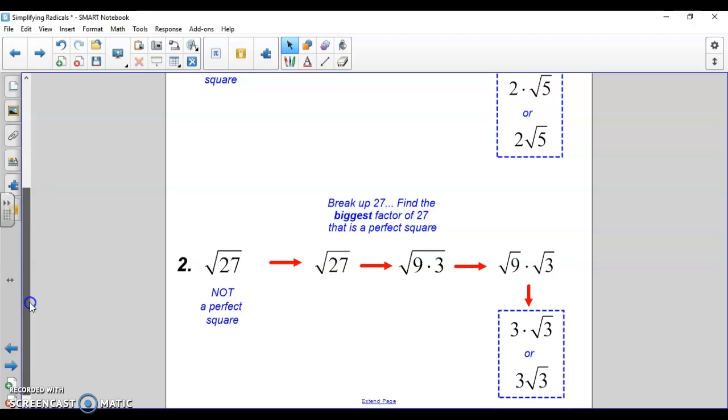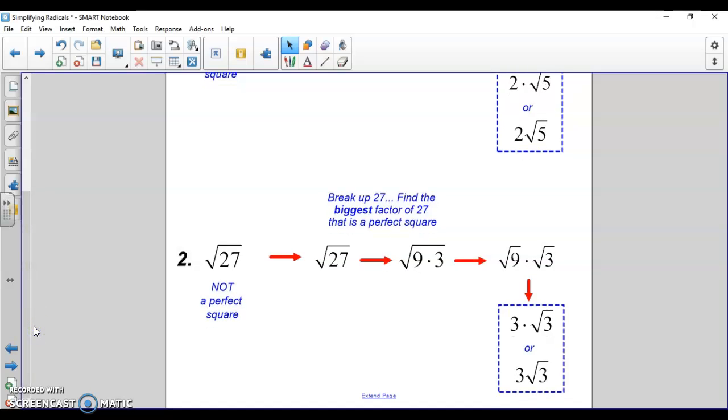Next example, just a couple others. Square root of 27, same deal. Biggest factor of 27 that is a perfect square. It's 9. Square root of 9 times square root of 3. We get 3 radical 3 is your answer.